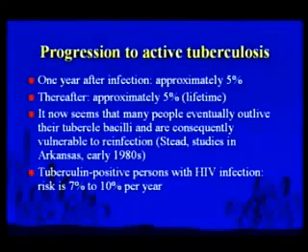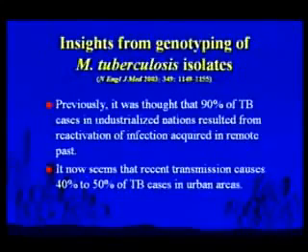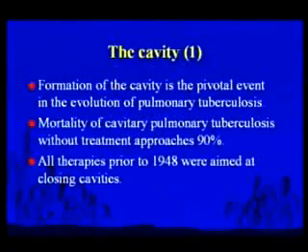Again, from studies by Stead, it now seems that a lot of people outlive their TB. If you're HIV infected, the risk of TB is about 7 to 10% per year. That figure probably needs to be revised downwards in the HAART era. Insights from genotyping tuberculosis species obtained recently show that it was previously thought that 90% of TB cases in industrialized countries came from reactivation. Now, in urban areas, maybe recent transmission causes up to half of the cases.